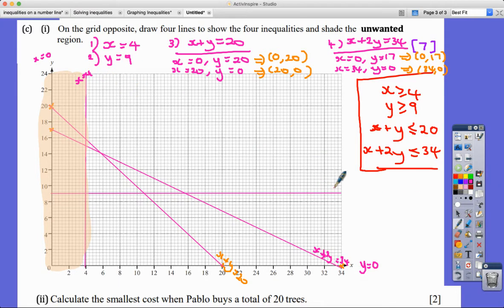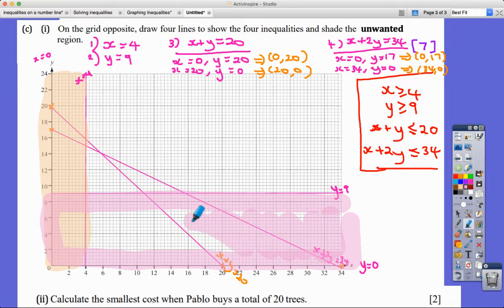Over here, I've got the line y equals 9, and I want the region that is greater than or equal to 9. So I'm going to shade out the part that is less than 9, right? So all of this is not wanted. So all of this can go as well. And I'll hopefully be left with a region that is wanted at the end of this.